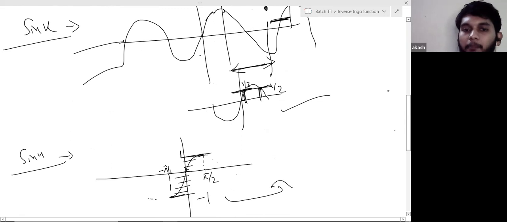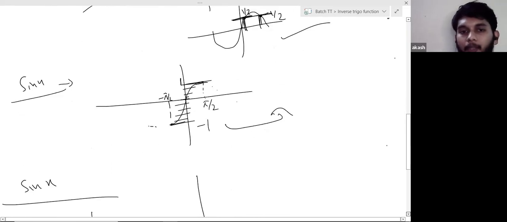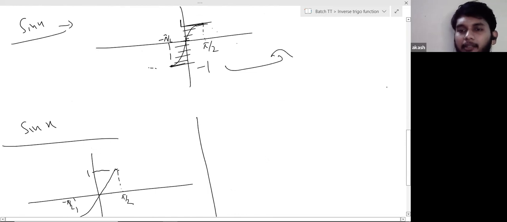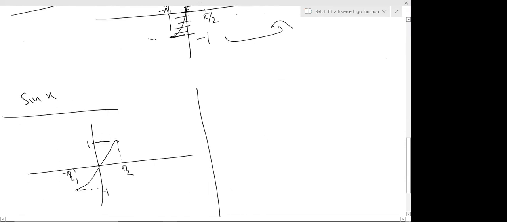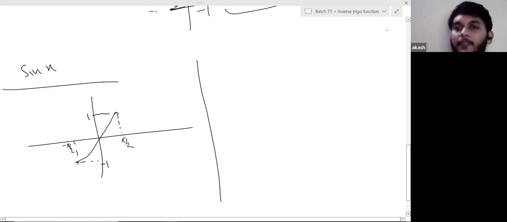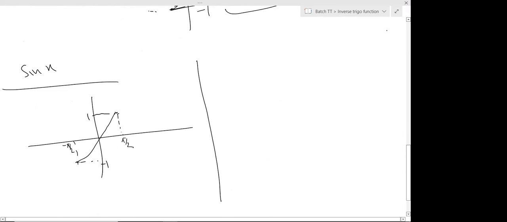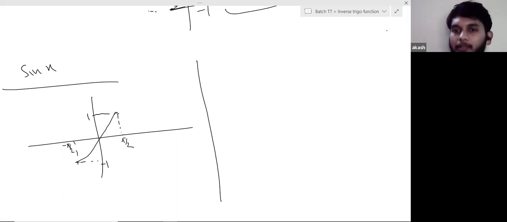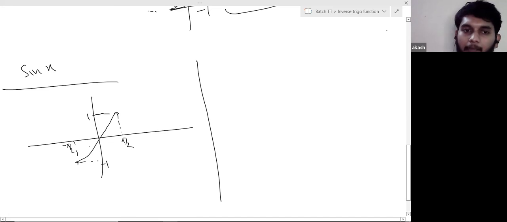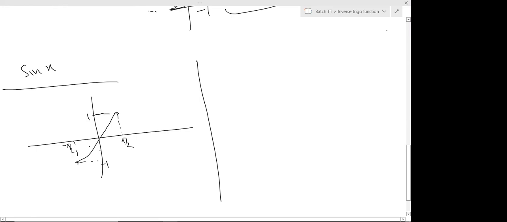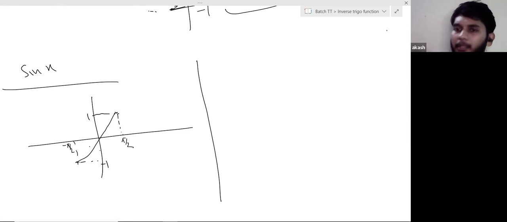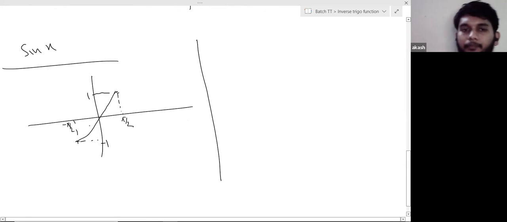But the graph from minus pi by 2 to pi by 2 is called the principal value branch, because we need something standard. If I am talking about sine inverse, there should be something fixed. Otherwise, how would we know which graph or domain we are talking about? So they fixed minus pi by 2 to pi by 2 and call this the principal value branch. But one thing to understand is that many graphs and many domains are possible in an inverse trigonometric function.